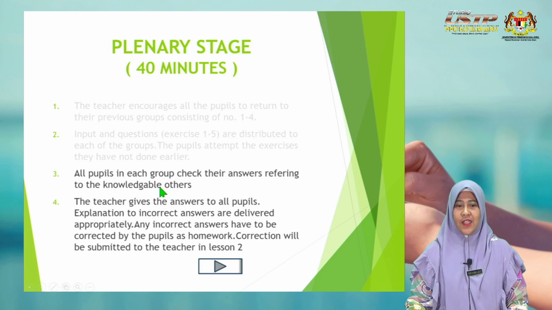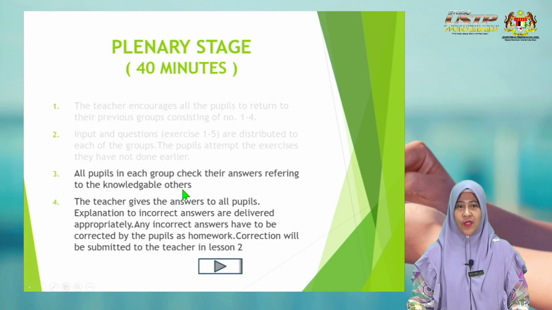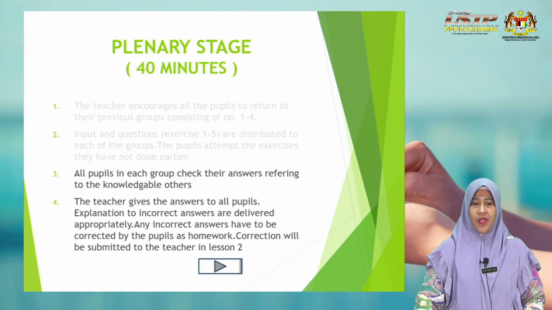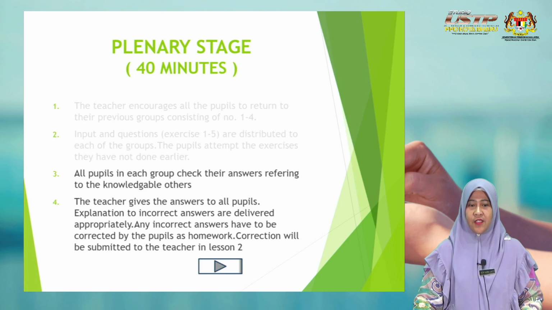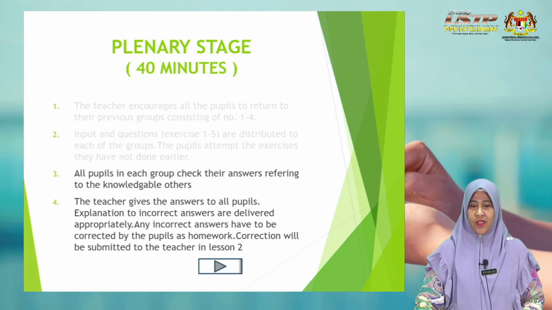All pupils in each group check their answers by referring to the knowledgeable others. The teacher gives the answers to all pupils. Explanations for incorrect answers are delivered appropriately. Any incorrect answers have to be corrected by the pupils as homework. The corrections will be submitted to the teacher in lesson 2.